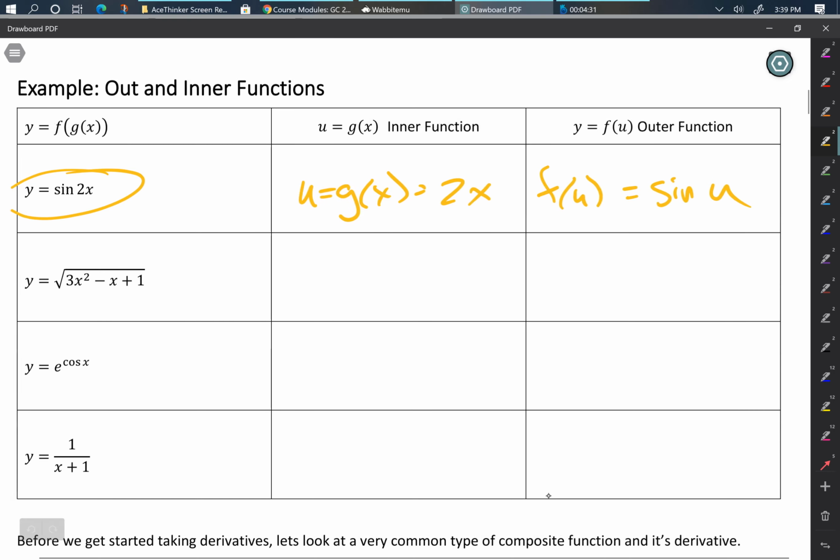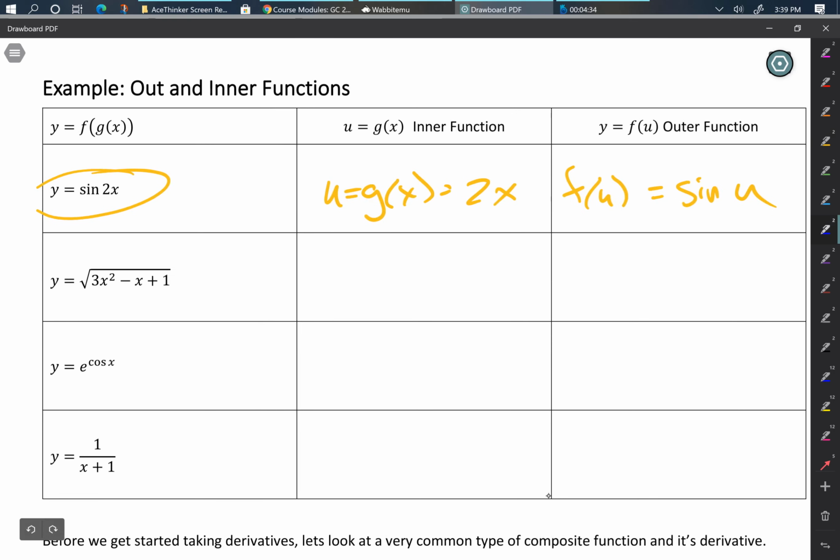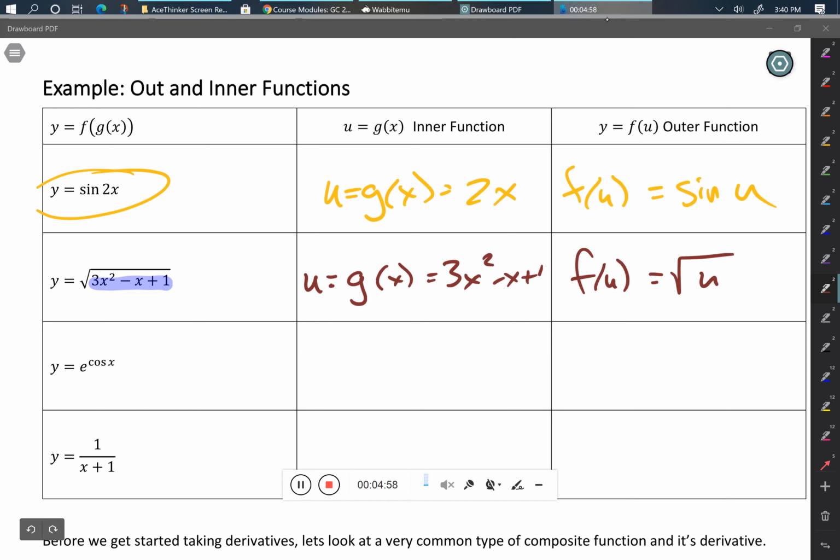Okay? We take a look at the second one. Y is equal to the square root of 3x squared minus x plus 1. So the inner function, the g of x, is going to be that 3x squared minus x plus 1. The outer function, the f of u, is just the square root of u. All right, let's take a look at the next one.